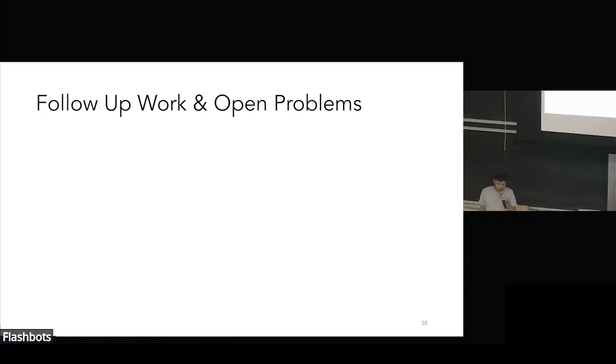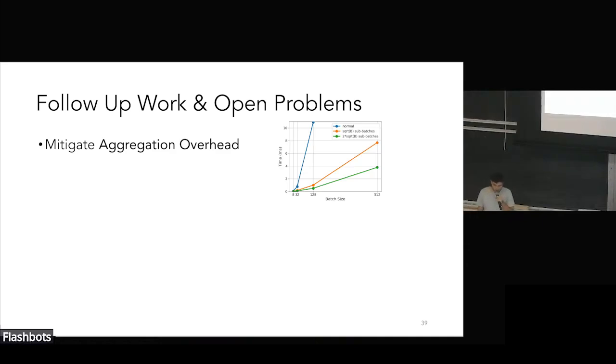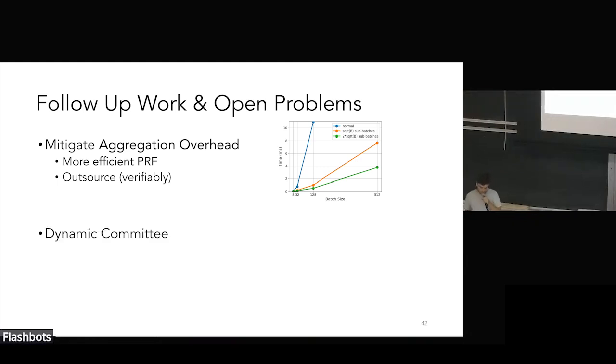And let's conclude with some follow-up or potential open problems. So in my opinion, the most important thing to make this more practical is to mitigate this aggregation overhead further. And I think the most obvious approaches here are to use a more efficient PRF, which maybe doesn't need any pairings. And also, as I said already, there's this fat node, you could try to outsource the aggregation to a very strong machine with lots and lots of cores.